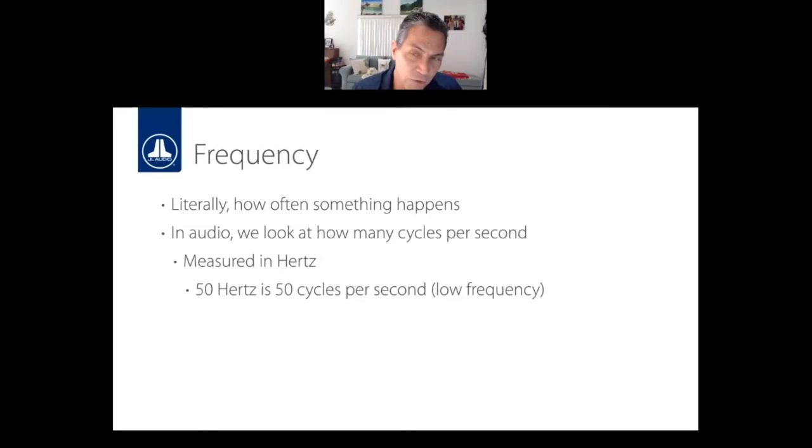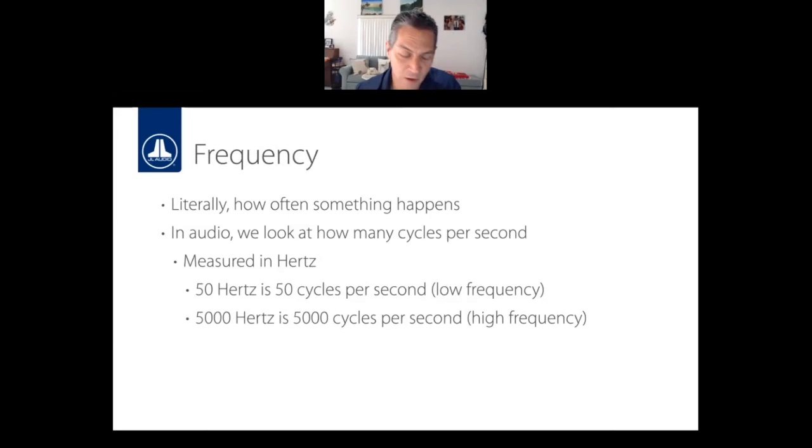Just to give you a scale of reference, 50 hertz would be considered a low frequency, and that's an in and out motion that's happening 50 times per second or cycles per second. Old people used to call this CPS. We now call it hertz. A high frequency would be 5,000 cycles per second. So 5,000 hertz would be on the higher end of the spectrum.